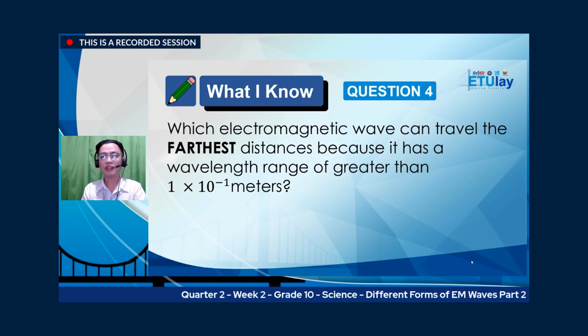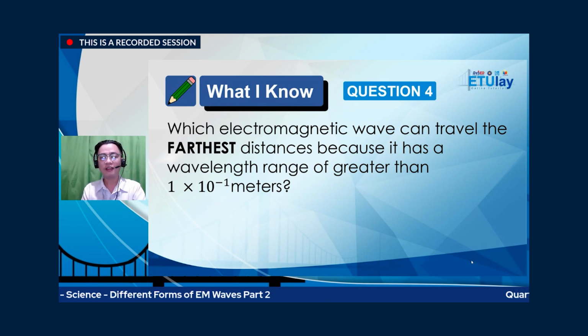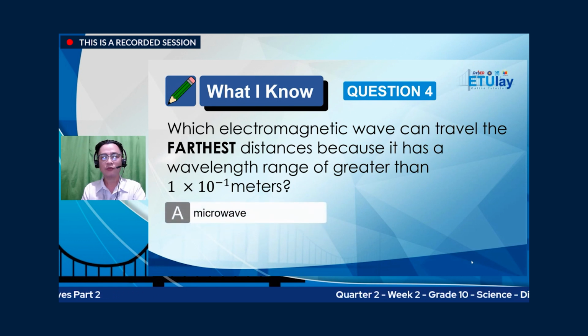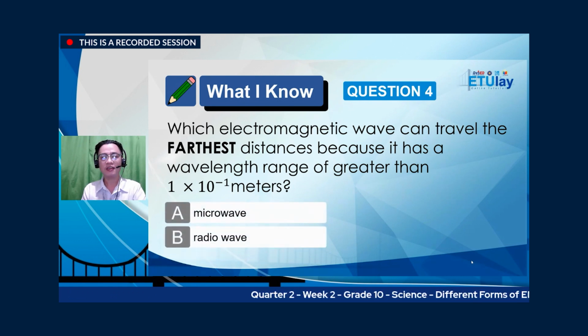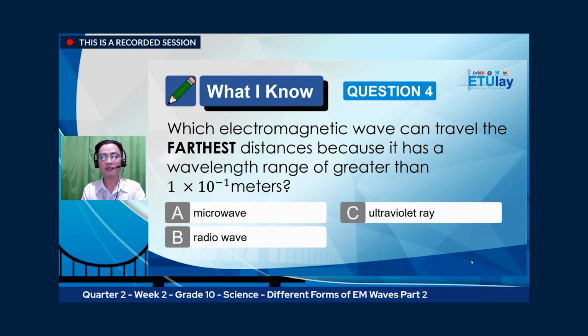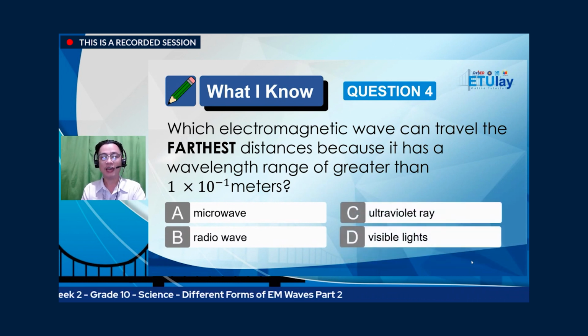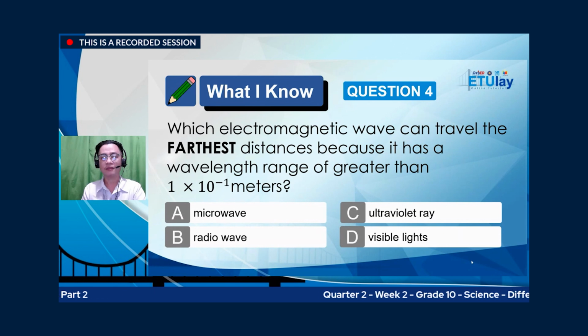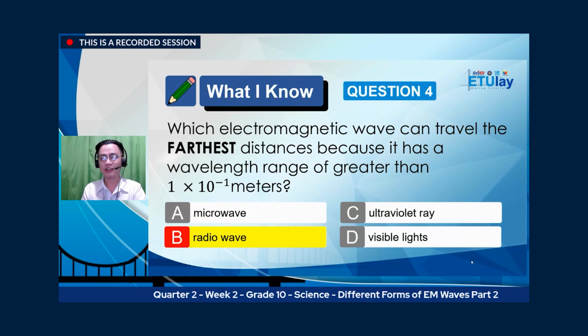Which electromagnetic wave can travel the farthest distances because it has a wavelength range of greater than 1 times 10 to the negative 1 meters? A. Microwave. B. Radio wave. C. Ultraviolet ray. Or D. Visible lights. Let me count. 5, 4, 3, 2, and 1. Kung ang sagot mo ay radio wave, ikaw ay mahusay.